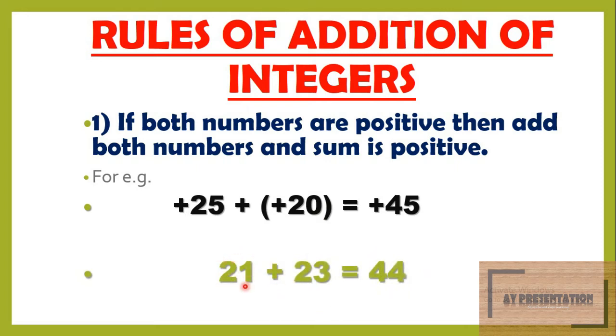Then check another example. Here positive 21 plus positive 23. The sum of both numbers is 44. In the first example, the positive sign is given. But in the second example, the positive sign is not given. It is not necessary to show the positive sign. Without a sign, we understand both numbers are positive.